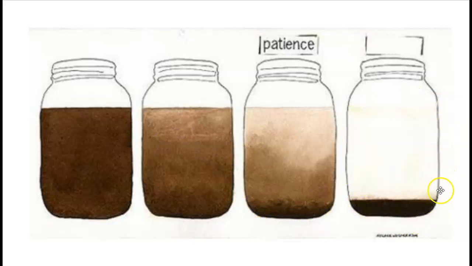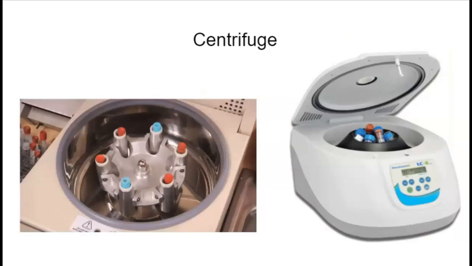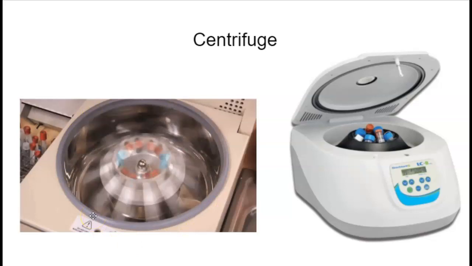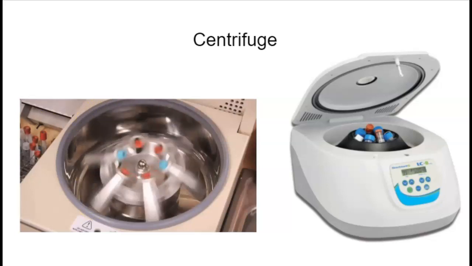The water is lighter and it's going to be on the top. The same thing happens with blood. And a lot of times we speed this process up by using this fancy machine called a centrifuge. This centrifuge spins the blood around and causes it to settle faster.